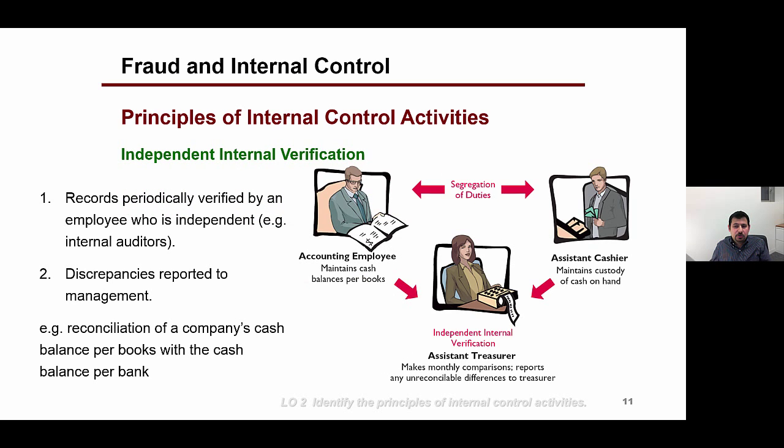Independent verification. For example, like when we were talking about the perpetual inventory system, while the system is calculating the ending balance of inventory, it is also a good control measure to physically count the remaining inventory on hand to see whether the numbers as per the company's books are the same as the inventory that is still on hand. In this case, those are two different methods, this is basically a different verification method.